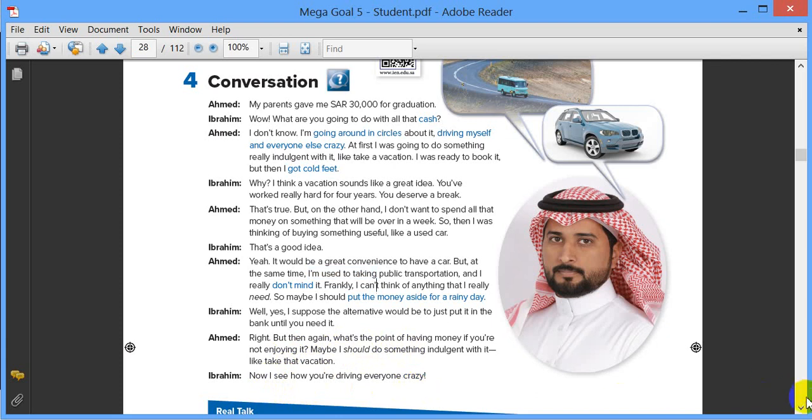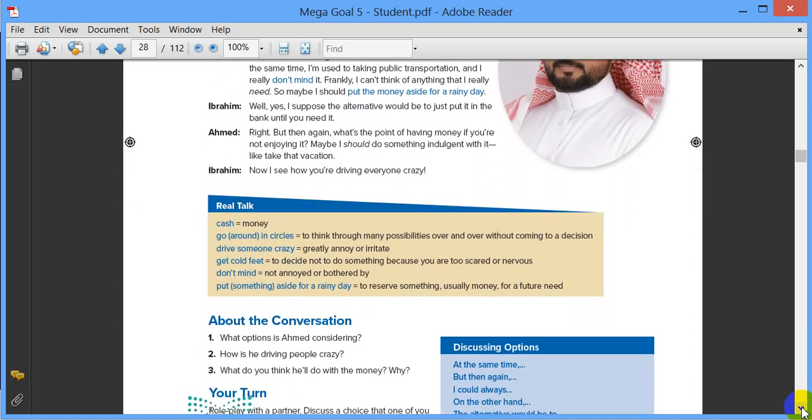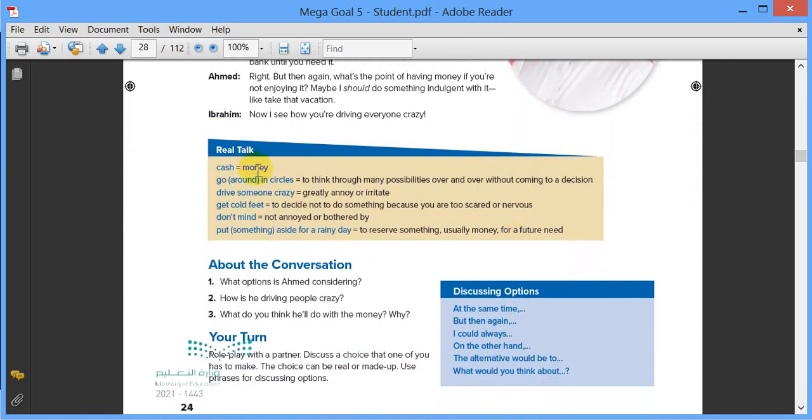So guys, here at the end of this conversation, you should take care of these expressions. Cash, it means money. Go around in circles, to think through many possibilities over and over without coming to a decision. Driving someone crazy, it means greatly annoy or irritate. Get cold feet, to decide not to do something because you are too scared or nervous. Don't mind, it means not annoyed or bothered by. Put something aside for a rainy day, to reserve something, usually money, for a future need.